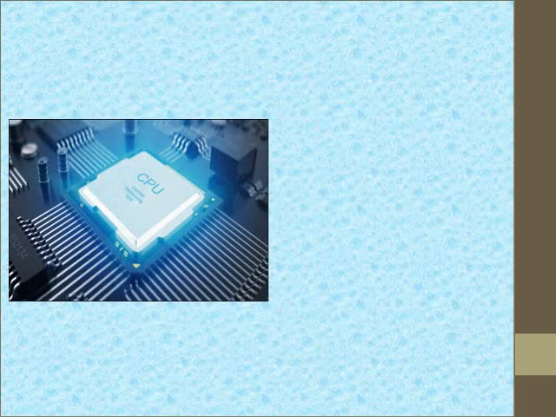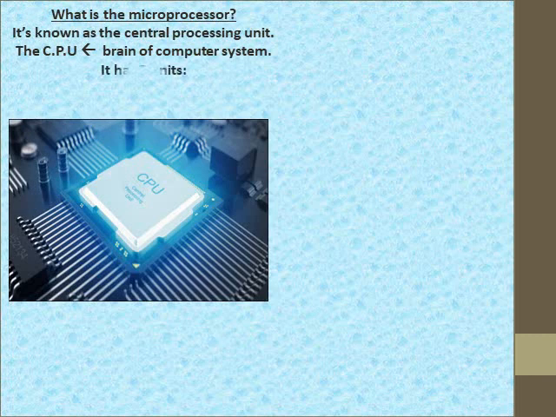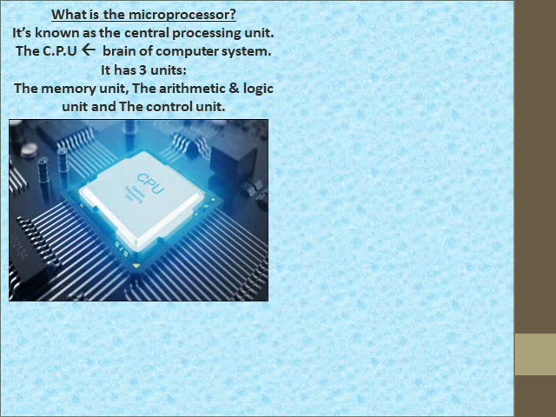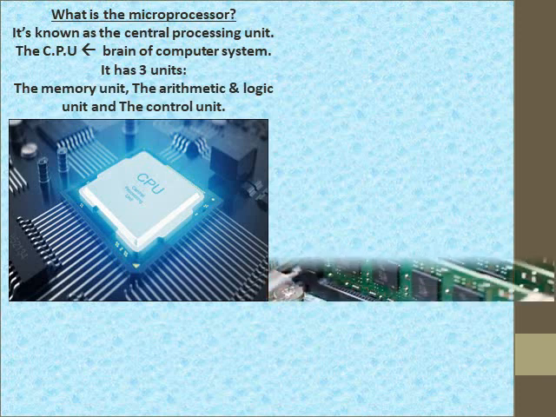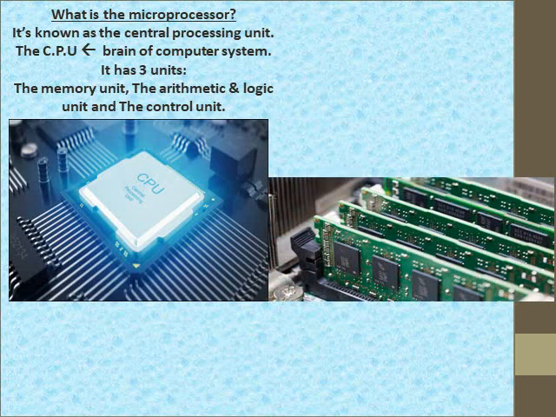First, what is the microprocessor? Microprocessor is also known as the central processing unit. CPU is the brain of the computer system. It contains the three major units for operation in the computer systems. The three units are the memory unit, the arithmetic and logic unit, and the control unit.